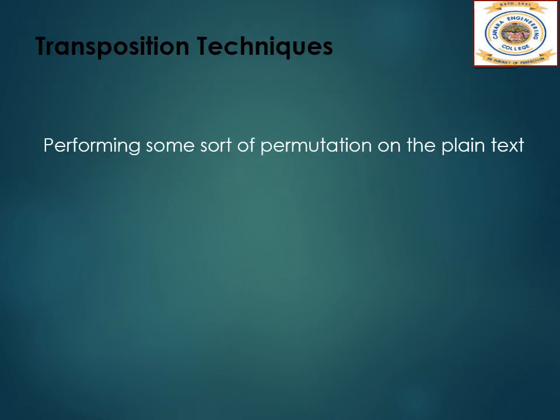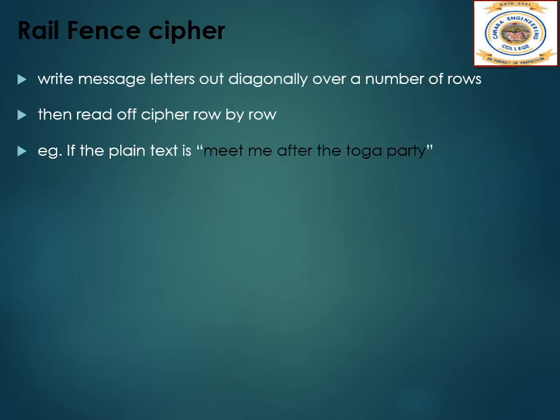All the techniques examined so far involve the substitution of a ciphertext symbol for a plain text symbol. A very different kind of mapping is achieved by performing some sort of permutation on the plain text letters. This technique is referred to as a transposition cipher. The simplest such cipher is the rail fence technique. In the rail fence technique, the plain text is written down as a sequence of diagonals and then read as a sequence of rows.